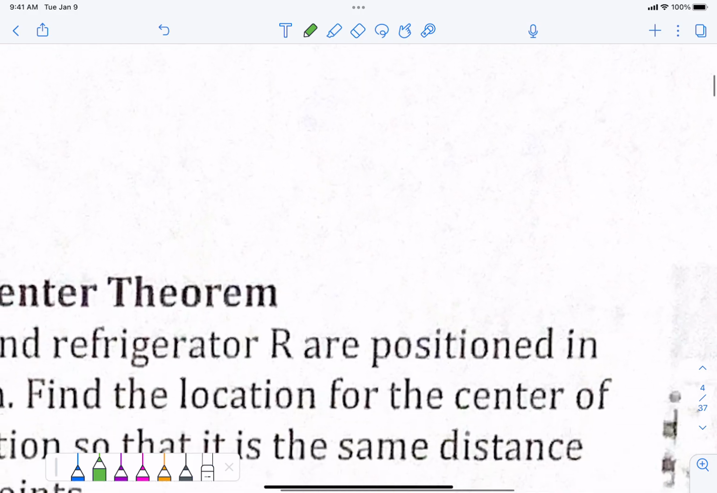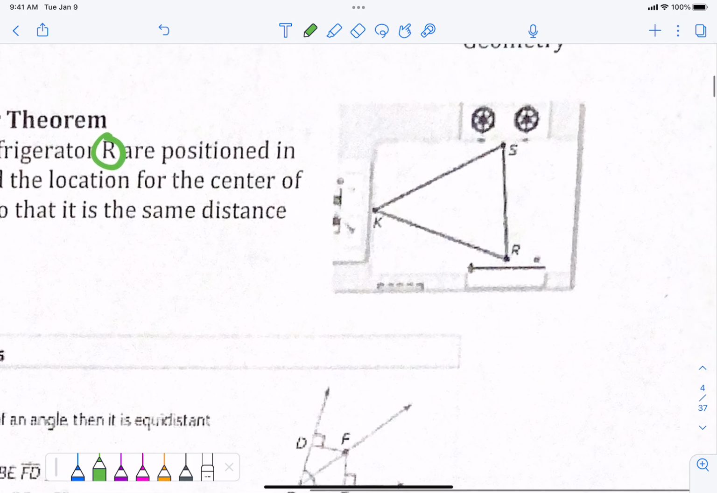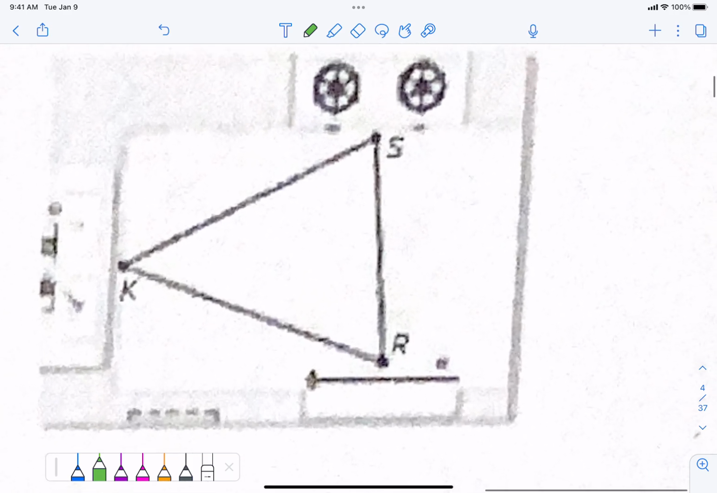All right, let's go to the back side. They're going to have us do one more. We have a stove, which they have labeled S, a sink that they have labeled K because S was already taken, and a refrigerator that they have labeled R. And this is a kitchen, not my kitchen, but a kitchen, where we have a stove, a sink, and a refrigerator, and we're trying to find an island.